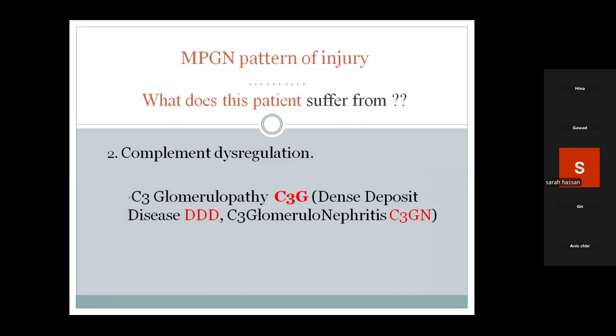So another cause of endothelial injury is the complement dysregulation and C3 glomerulopathies, which include dense deposit disease.